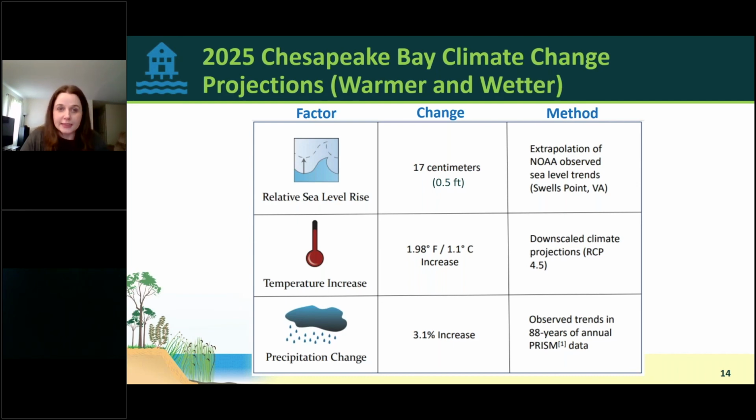For sea level rise, we're seeing that there's probably going to be around a half foot rise in 2025. For temperature, we're going to see increases of around 2 degrees Fahrenheit. And for precipitation change, we're seeing on average a 3.1% increase. So here in Chesapeake Bay, we're going to be warmer and wetter. And some people will even say we're going to be wilder, with the extreme storm events that we're going to have to deal with.